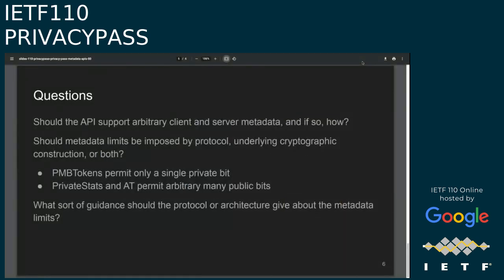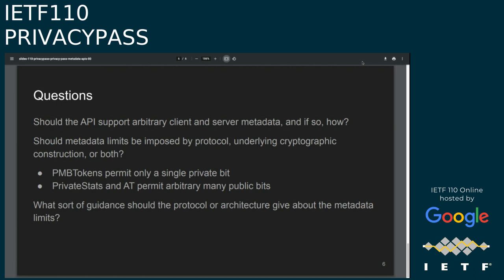So I guess the question for the people thinking about the protocol and the API and trying to build on top of it is, first and foremost, should there be arbitrary support for client-server metadata? That is, unbounded application-defined, cryptographic construction-defined metadata at the API level, and obviously that would be limited by the underlying crypto. And if so, how do we want to accommodate that? What are the functions that we need to touch in order to add these new fields?